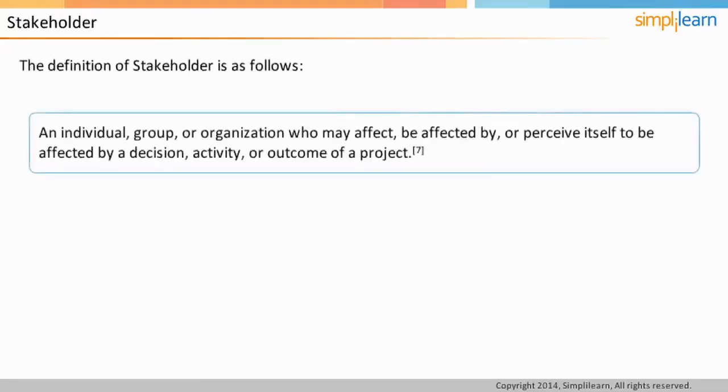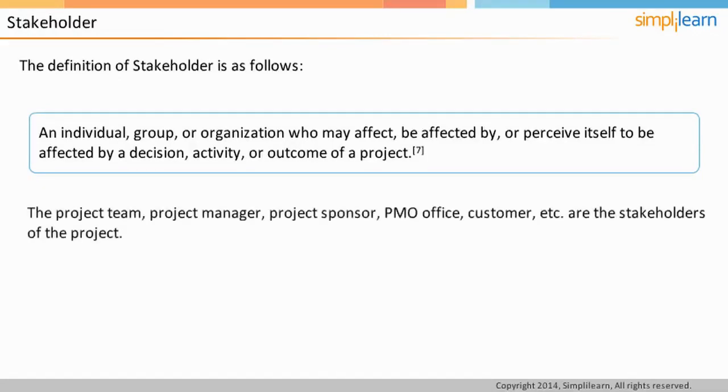A stakeholder can be defined as the one whose interests may positively or negatively be affected, or perceived to be affected, by the decision, activity, or outcome of the project. As per the definition, the project team, project manager, project sponsor, PMO office, customer, etc. are the stakeholders of the project.